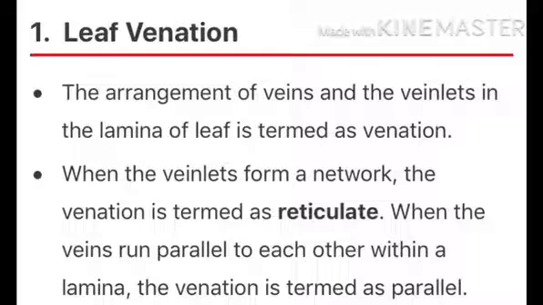If this design is net-like on both sides of the midrib, the venation is called reticulate. If the veins are parallel to each other, the venation is called parallel venation. The leaves and branches are joined to the stem at nodes. The part of the stem between two nodes is called internode.